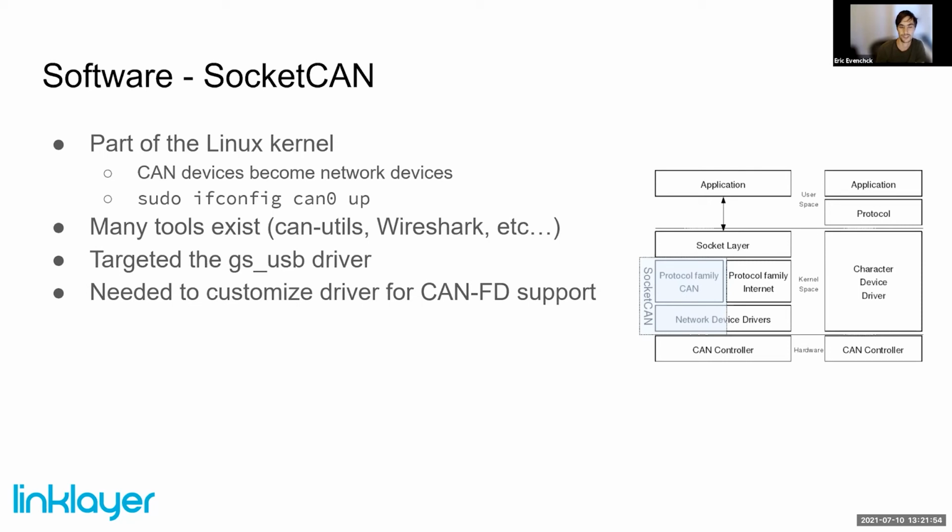This targeted the gs_usb driver again, because it's in the mainline Linux kernel. And I didn't need to do anything to get it broadly supported on most people's devices. Unfortunately, gs_usb does not support CAN FD, so there is a modified driver. I'm working on getting that merged. I have a patch for it, working on figuring out how we can get that into the Linux kernel eventually, so that it works out of the box as well with SocketCAN. But this is sort of the main piece of support, and again, the tooling out there is pretty good. Originally written by the folks at Volkswagen, actually, the SocketCAN support for the Linux kernel.